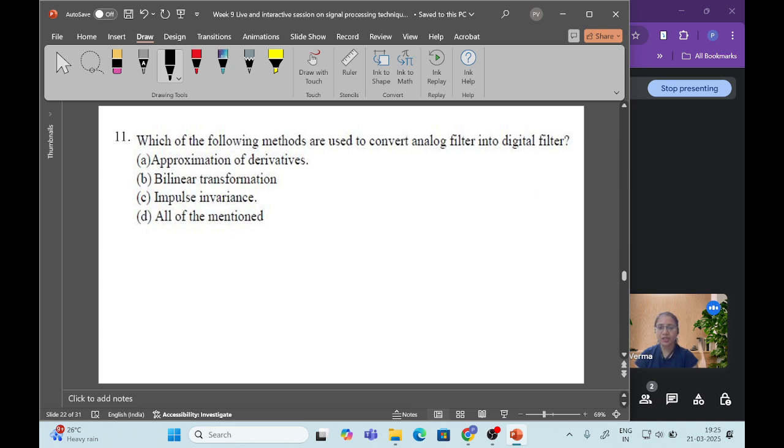We have already seen in the previous slide and in the video lectures that bilinear transformation and impulse invariance are used to convert an analog filter into a digital filter, and approximation of derivatives is also used. So all of the above is the correct option for this question. Just check option by option, and based on what is given, choose the correct option.